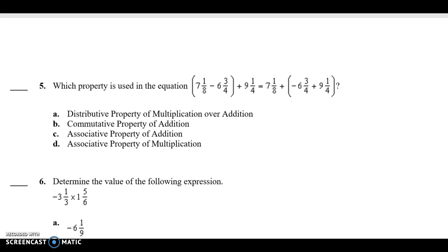Number 5. Which property is used in the equation 7 1/8 minus 6 3/4 plus 9 1/4 equals 7 1/8 plus negative 6 3/4 plus 9 1/4? A. Distributive property of multiplication over addition. B. Commutative property of addition. C. Associative property of addition. D. Associative property of multiplication.